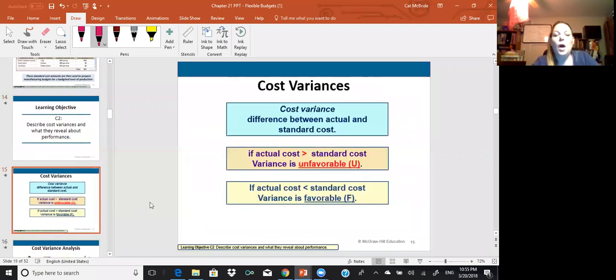When we look at our cost analysis, the standard cost is our budget, or what our plan was, right? Standard cost is what our budget or what our plan was. So if the actual cost is more than what our plan was, then we have an unfavorable. If our actual cost is less than what we plan to spend, then it's a favorable variance.